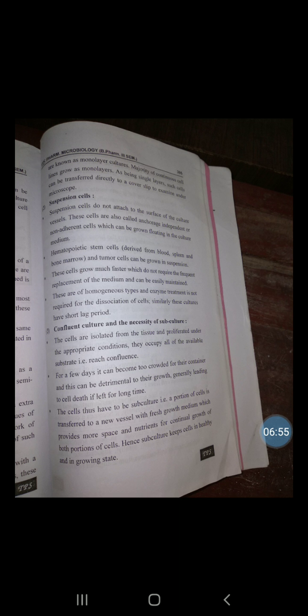These are homogeneous types, and enzyme treatment is not required for the dissociation of cells, and similarly this culture has a short lag period. Then third, that is confluent culture and the necessity of subculture.